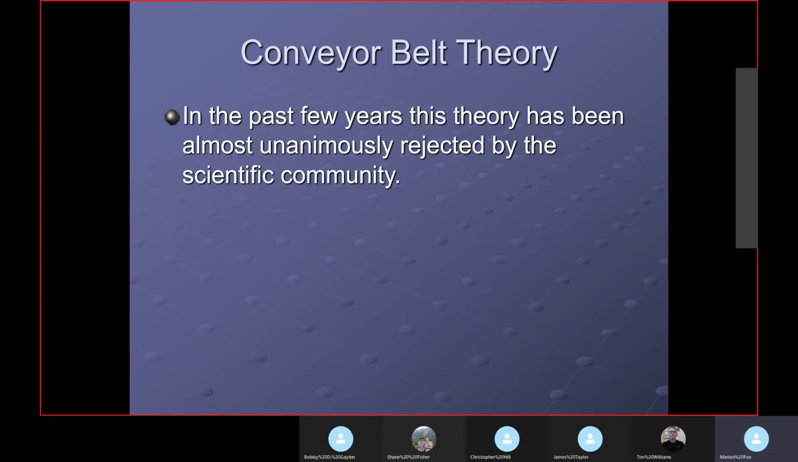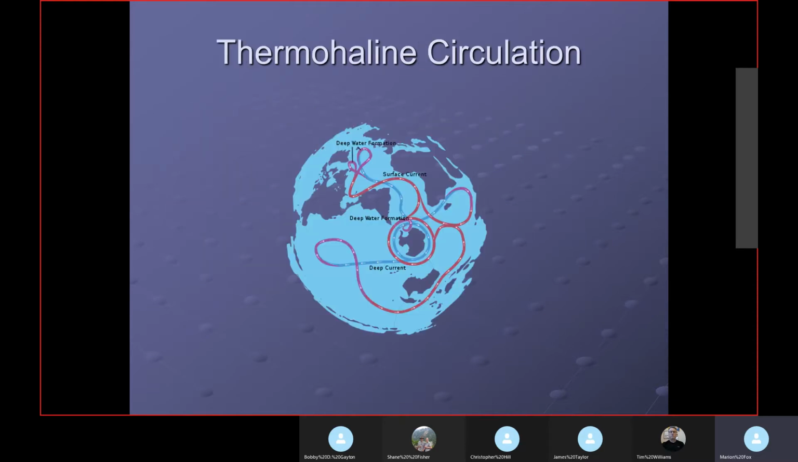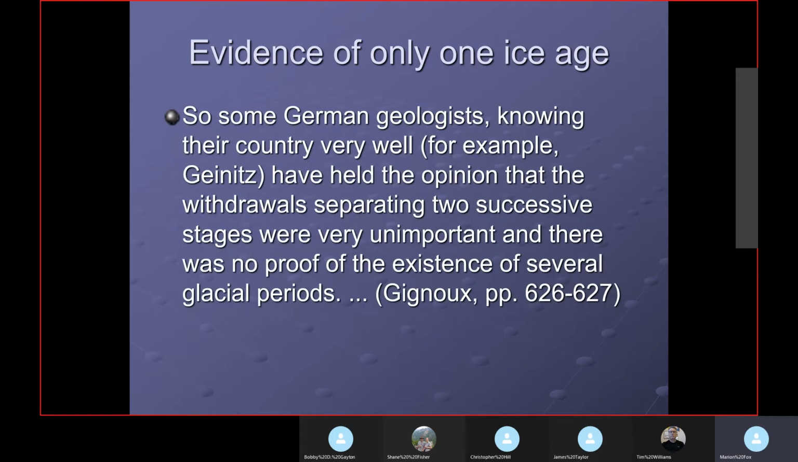Right? In the past few years, this theory has almost been unanimously rejected by the scientific community. So the scientific community, by and large, has rejected this theory. And so if you do some research on it, you'll find it's fallen into great disfavor. It's also called the thermohaline circulation. And there's another model showing it. There are deep currents going one way and your other currents going the other way. Okay? But they can measure these currents now. And with submarines and other things, they've been able to measure it.